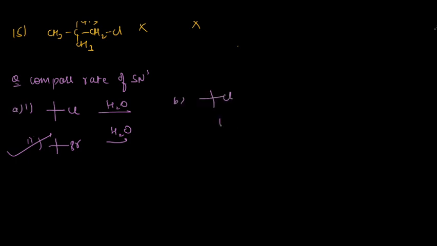B. We have chlorine 1 molar, OH minus 1 molar, and this chlorine 2 molar, OH minus 1 molar. So again, B is 1 and 2, because in SN1 the RDS involves the concentration of that substrate only.